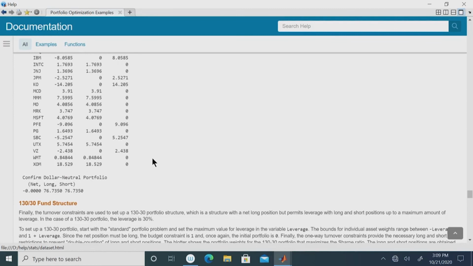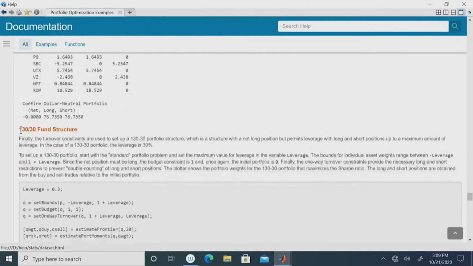Okay, so let us now come to the second example of hedge fund strategies, which is known as the 130-30 fund scheme. Just like dollar neutral, the name itself suggests it involves a proportion of 130 and 30, and since 130 minus 30 is equal to 100, you can immediately guess that it is a structure where you have a net long position, but you can also take short positions. In this case your long position is 130 and your short position is 30.